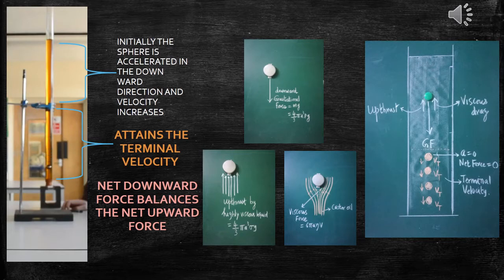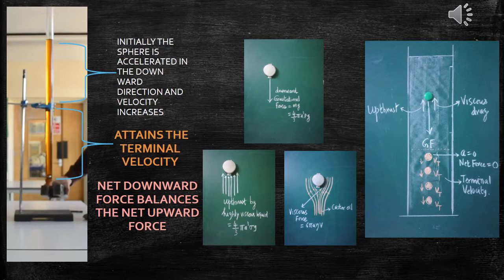Look at the three diagrams. There are three forces acting on the metallic sphere. One is the downward gravitational force. The second one is the upthrust due to the liquid. The upward force acting on the metallic sphere due to the liquid is called upthrust.